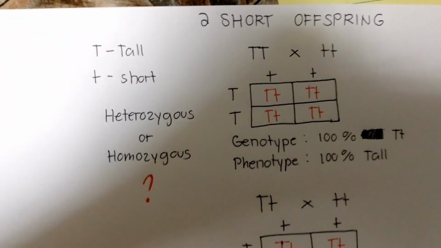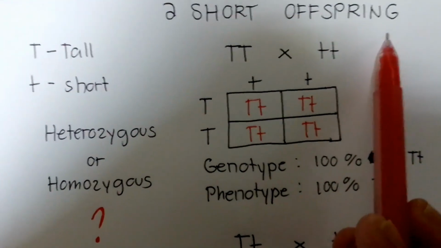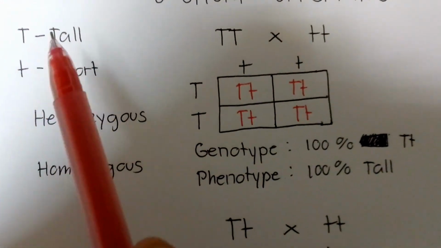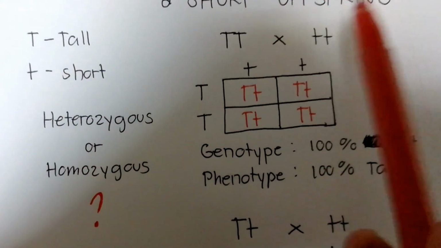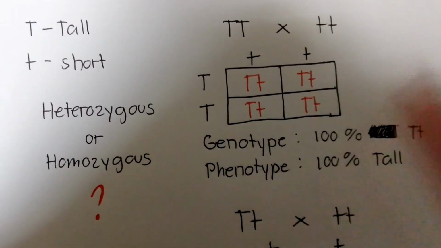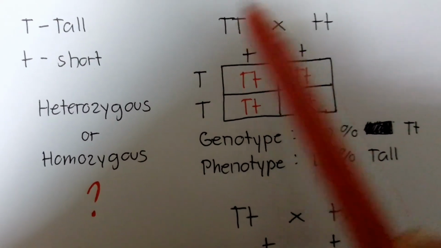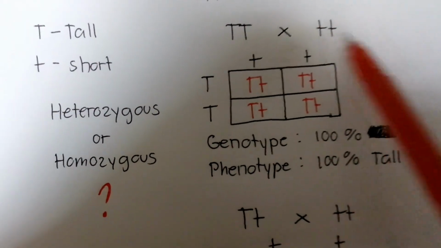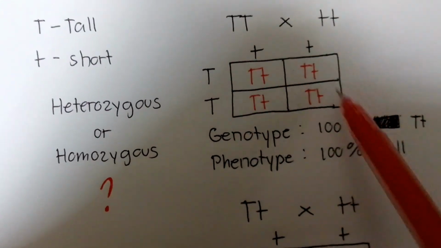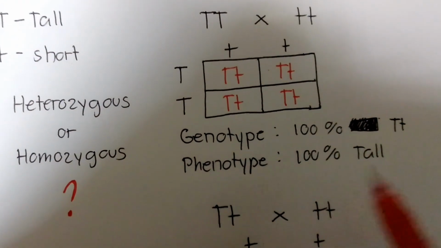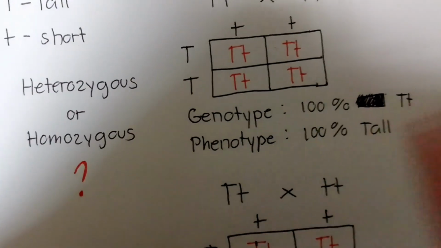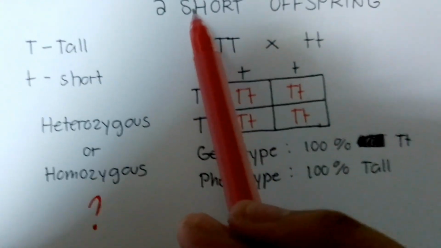Second example. Let's move to the second example. So we have two short offspring. Capital T for tall, small letter t for short. Again, we need to know if it is heterozygous dominant or homozygous dominant, the genotype. Here, we use the homozygous dominant and cross it with the homozygous recessive. Same again, the result is heterozygous dominant for all four offspring, which means 100% heterozygous dominant. But the phenotype is 100% tall, and we're looking for short.